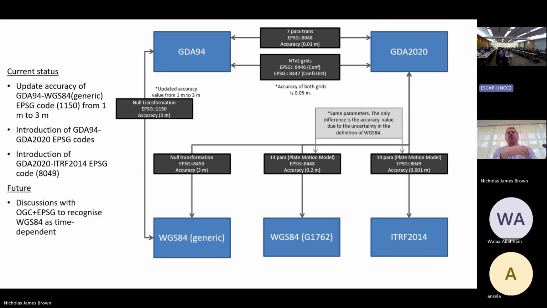What sort of data set would I be using to transform from this datum to that datum? And then from GDA2020, how do I get to ITRF2014? Well, you can do a plate motion model, as I mentioned, and it just rotates through time and moves the Australian plate, and that's accurate at the millimeter level. Whereas if you go from GDA2020 to WGS84, in the case of the generic version of WGS84, that's only accurate to 3 meters.